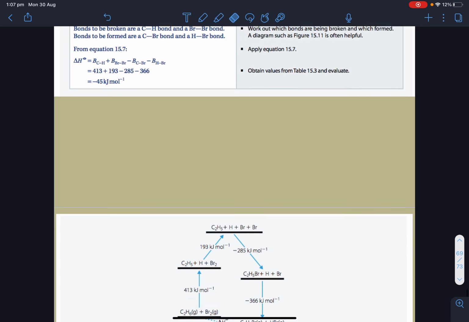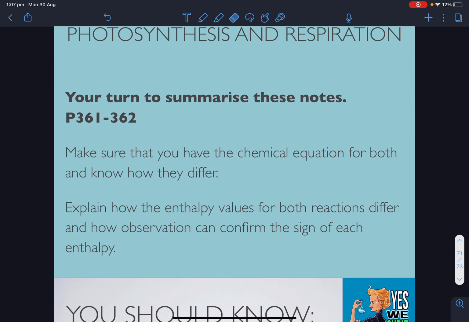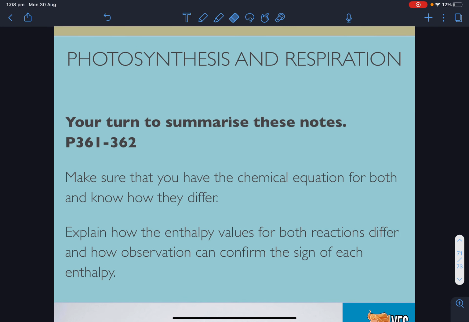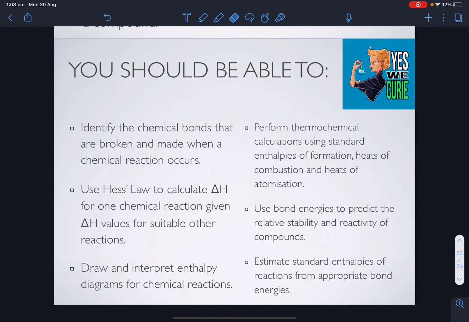All right, there's some examples from the textbook, and I'll leave you with that work too, and we're finished the chapter.